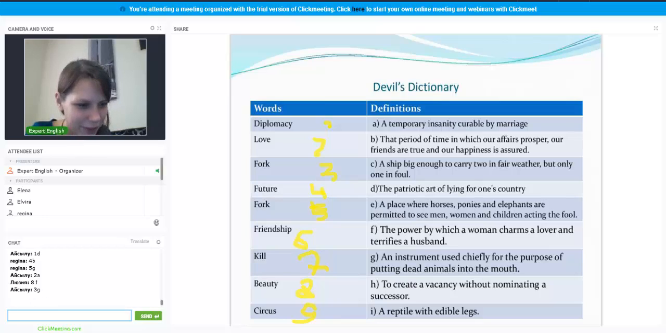Yes, we have lots of different definitions, words. Yes, right, yeah. I really like that you guessed all the words. I hope you like the definitions. And let's play this game together. The second part will be to write definitions yourselves.